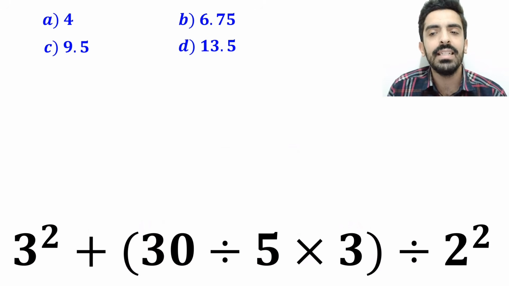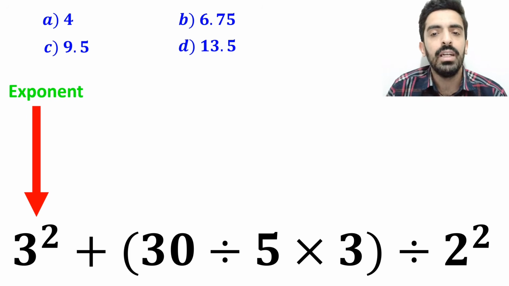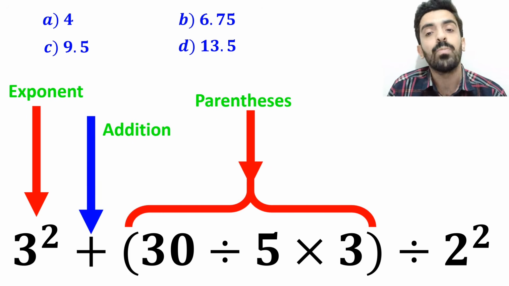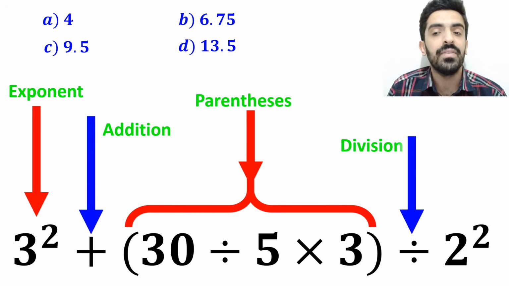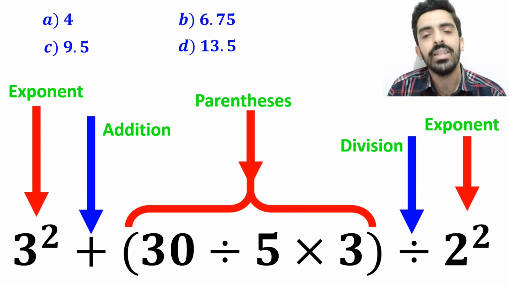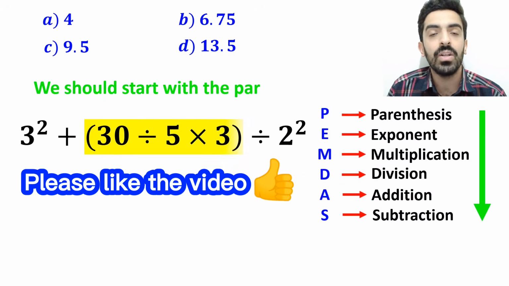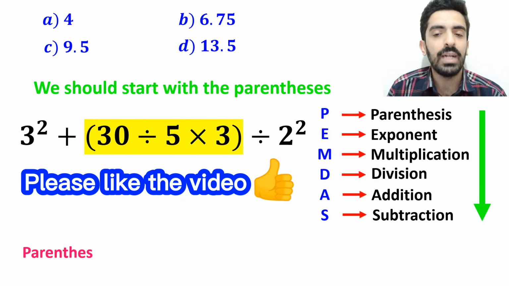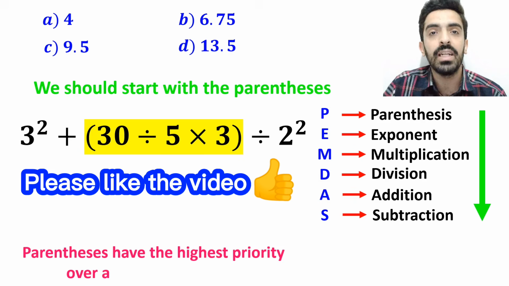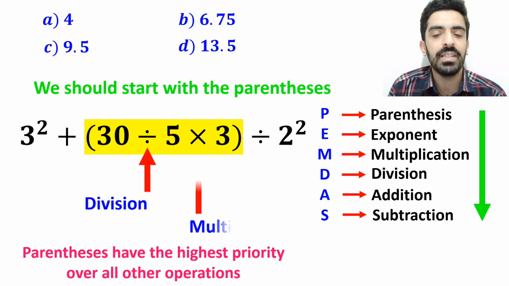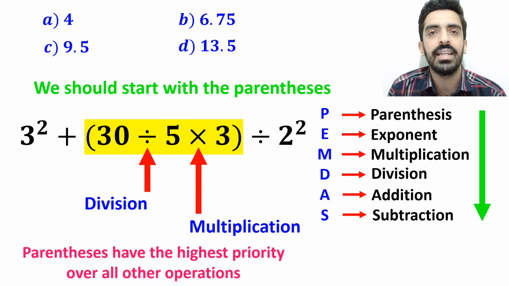Okay, as you can see in the image and this expression, first we have an exponent, then an addition sign, followed by parentheses, then a division, and finally another exponent. According to the PEMDAS rule, first we should start with the parentheses because parentheses have the highest priority over all other operations. And inside the parentheses, first we have a division sign and then a multiplication sign.